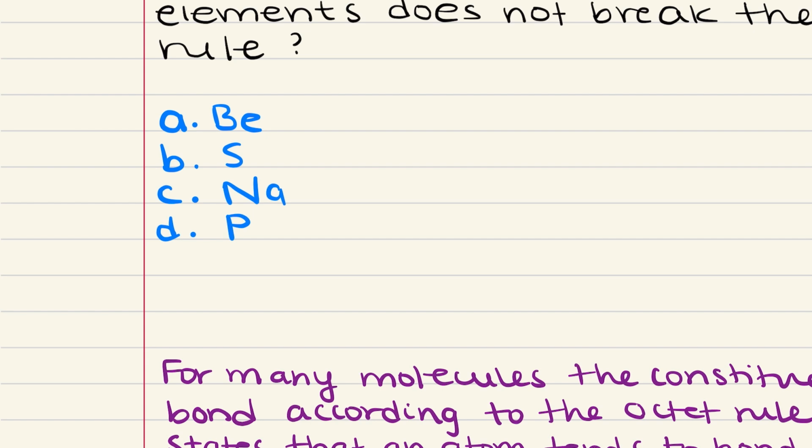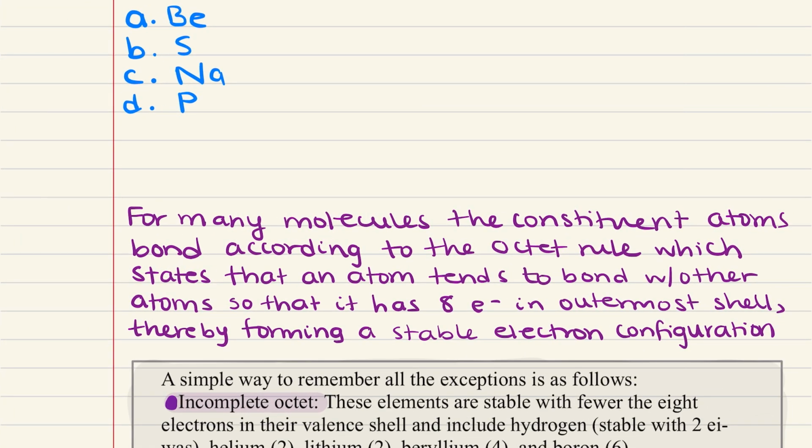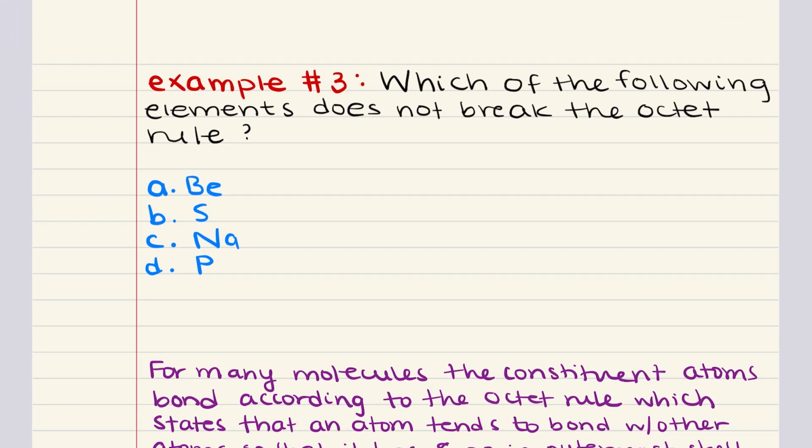Beryllium, this is an alkaline earth metal. It has an atomic number of 4, and that means it has 2 electrons in its outer shell. Now, beryllium often forms compounds where it will only have 4 valence electrons. And so beryllium actually does not follow the octet rule as it is stable with 4 valence electrons, which is fewer than 8 in its valence shell. And so beryllium is actually an exception to the rule.